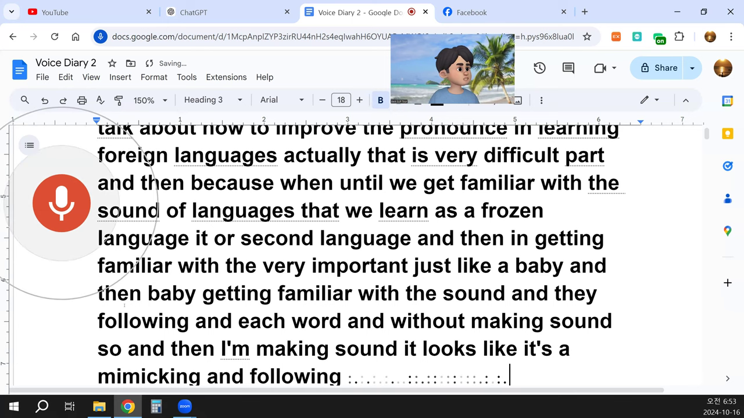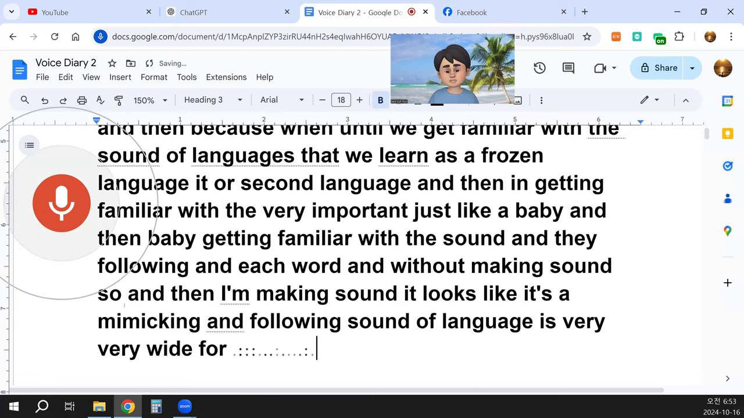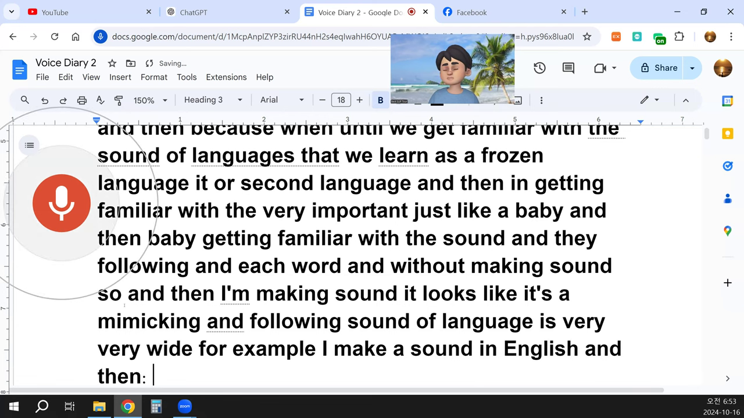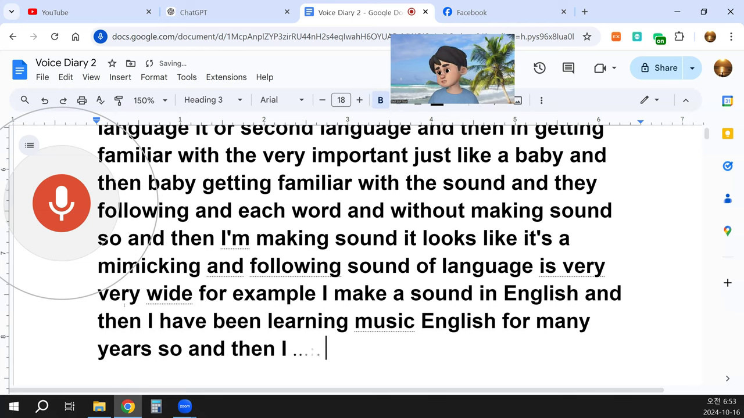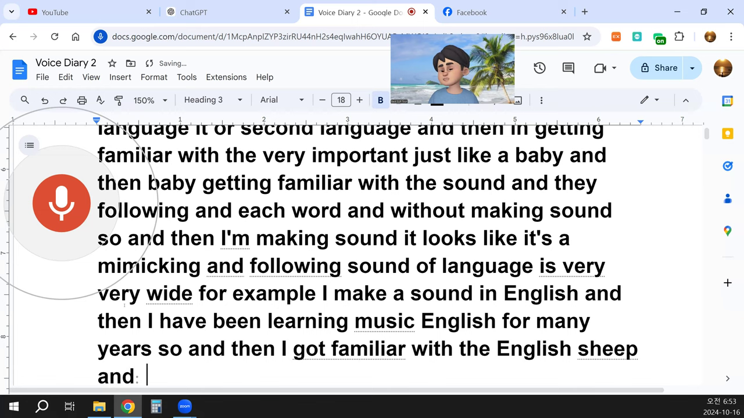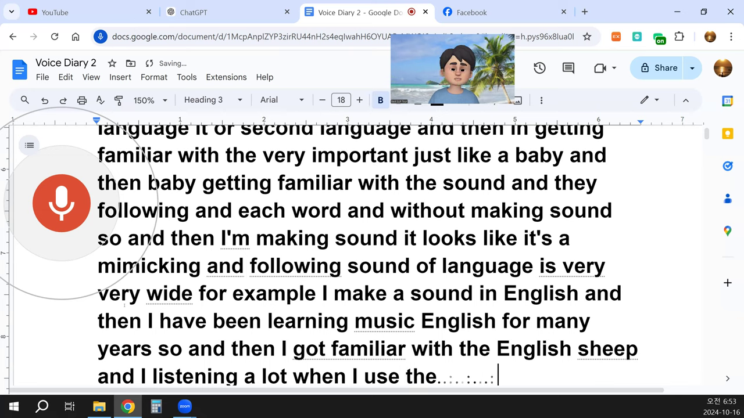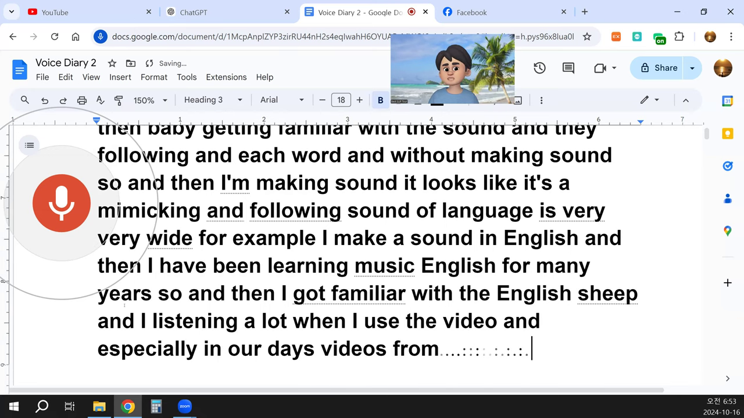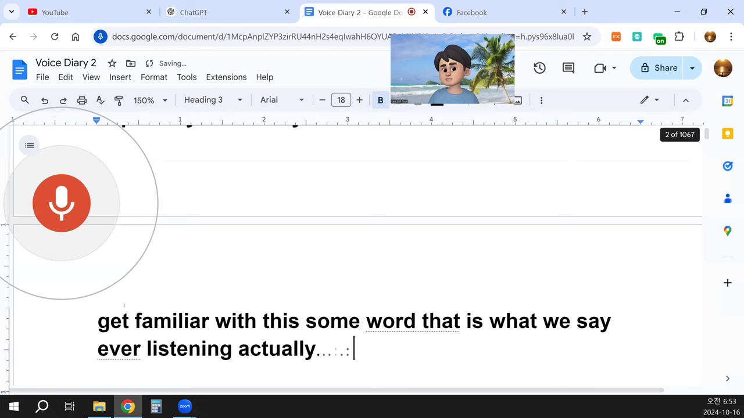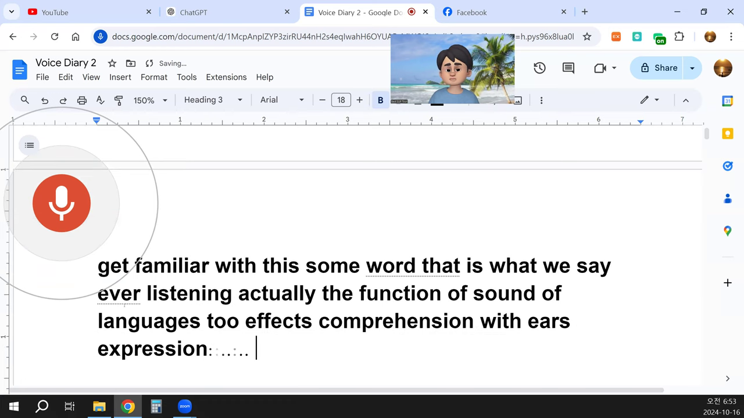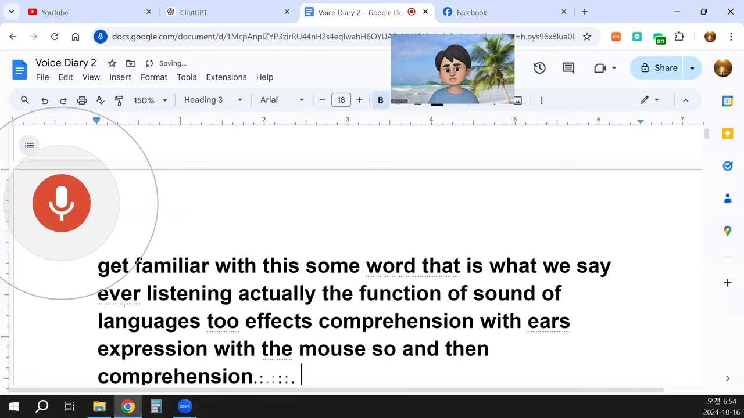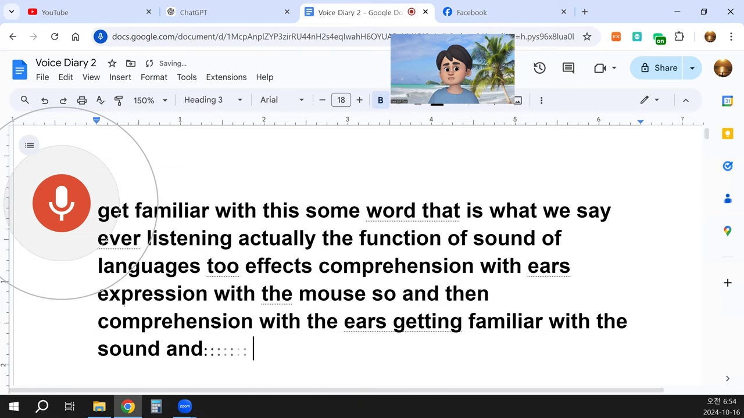The sound of languages is very, very wide. For example, I make a sound in English, and I have been learning English for many years. I get familiar with English, and I listen a lot when I use videos, especially nowadays videos from YouTube. Then I get familiar with some words and how we say them. Actually, the function of the sound of languages has two effects: comprehension with the ears, and expression with the mouth.